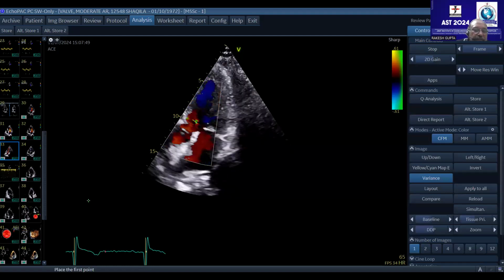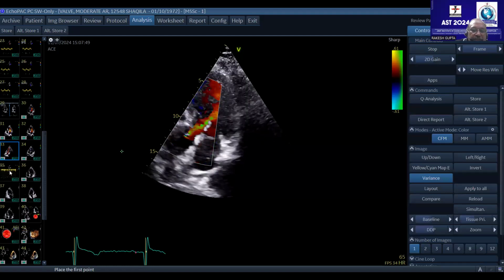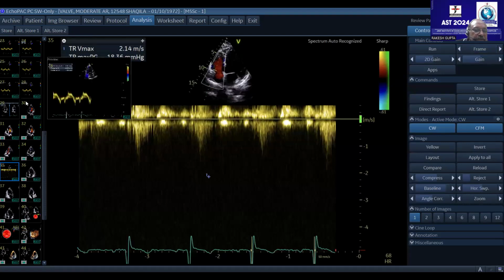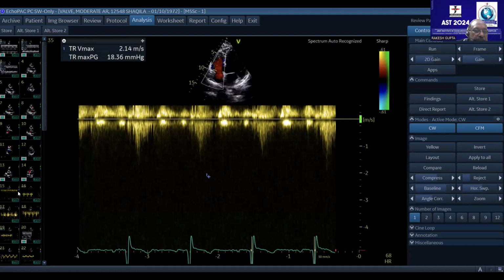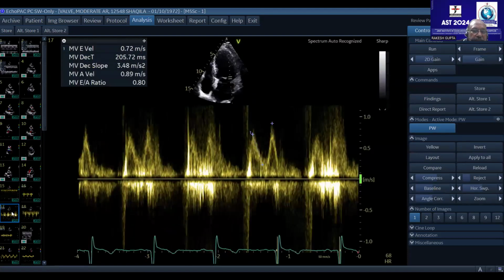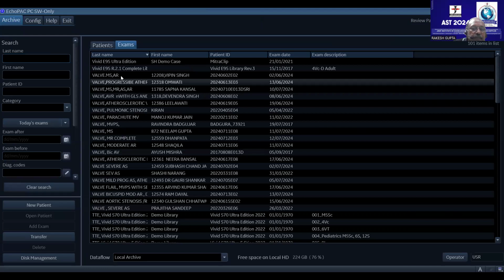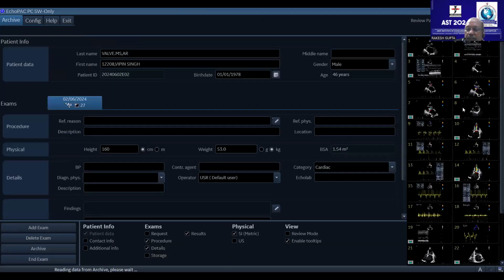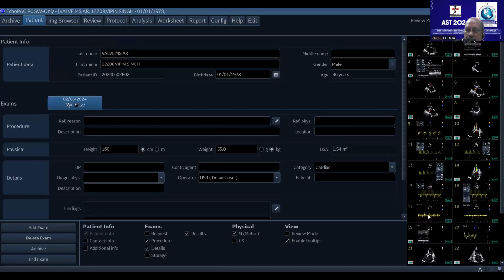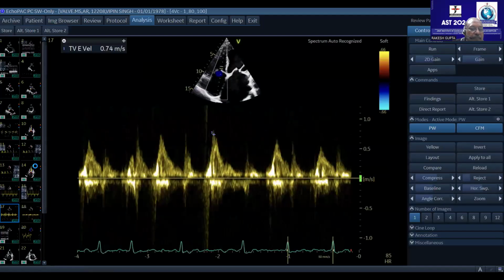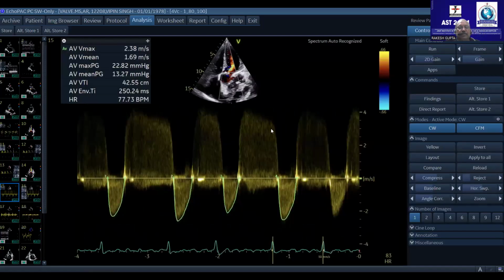Anyway, pressure half time is the same thing as we do in mitral stenosis. Let me just try to calculate a pressure half time in this. Let me go to one subject, then I'll come back to this patient. My other patient has got this pressure half time. So again, this is aortic stenosis with regurgitation.